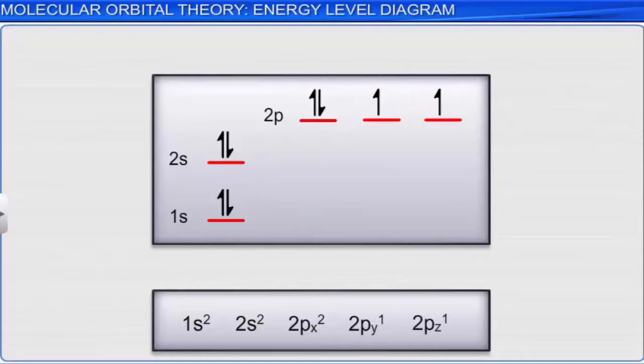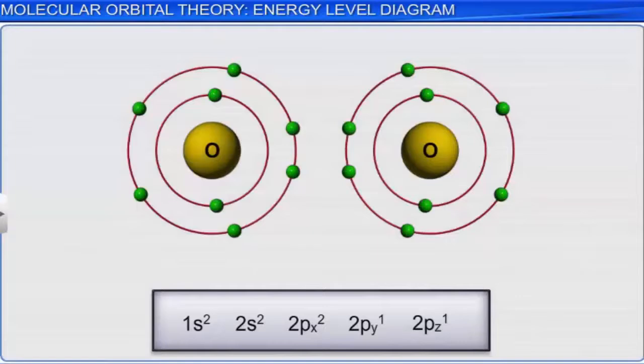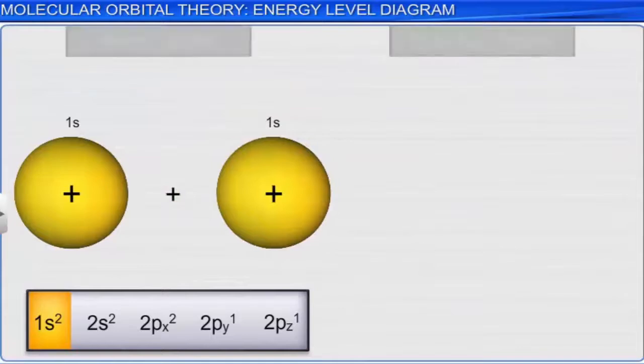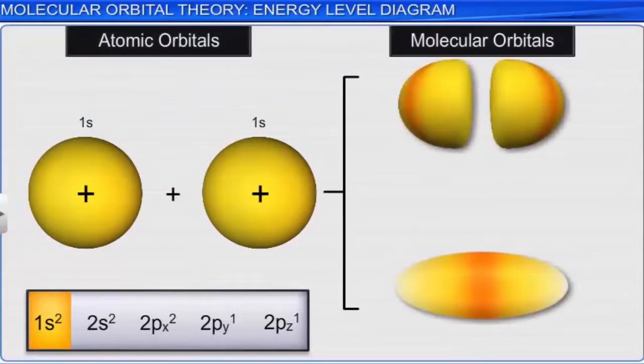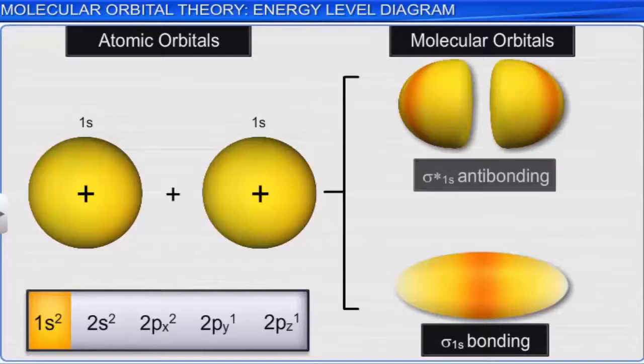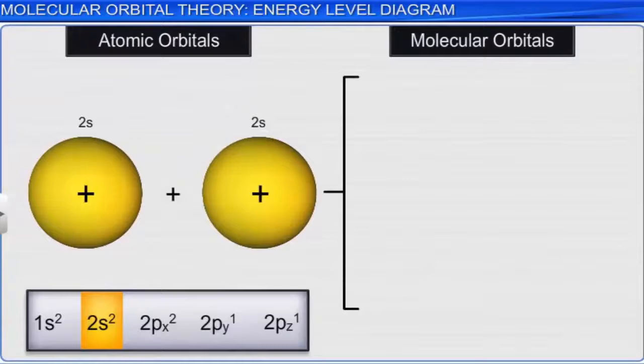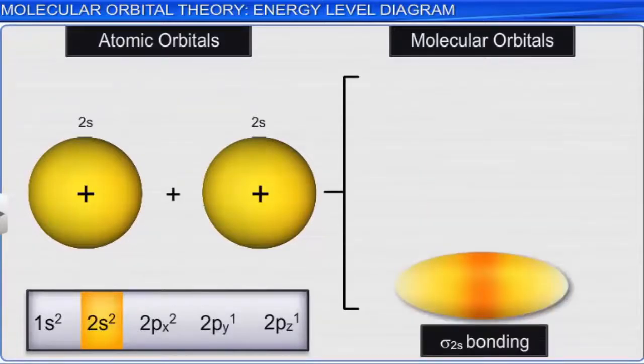When two oxygen atoms come together, their 1s2 atomic orbitals combine to form two molecular orbitals. Their electrons are concentrated along the bond axis. Hence, they are called sigma 1s bonding and sigma star 1s antibonding molecular orbitals. The two 2s orbitals combine to form sigma 2s bonding and sigma star 2s antibonding molecular orbitals.